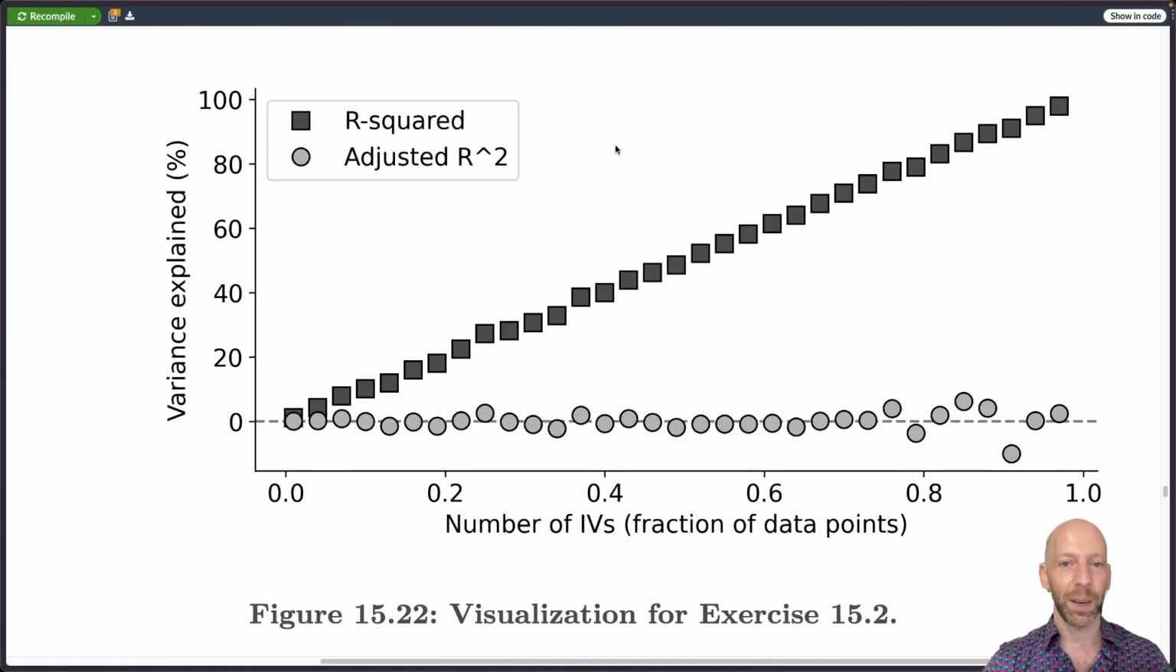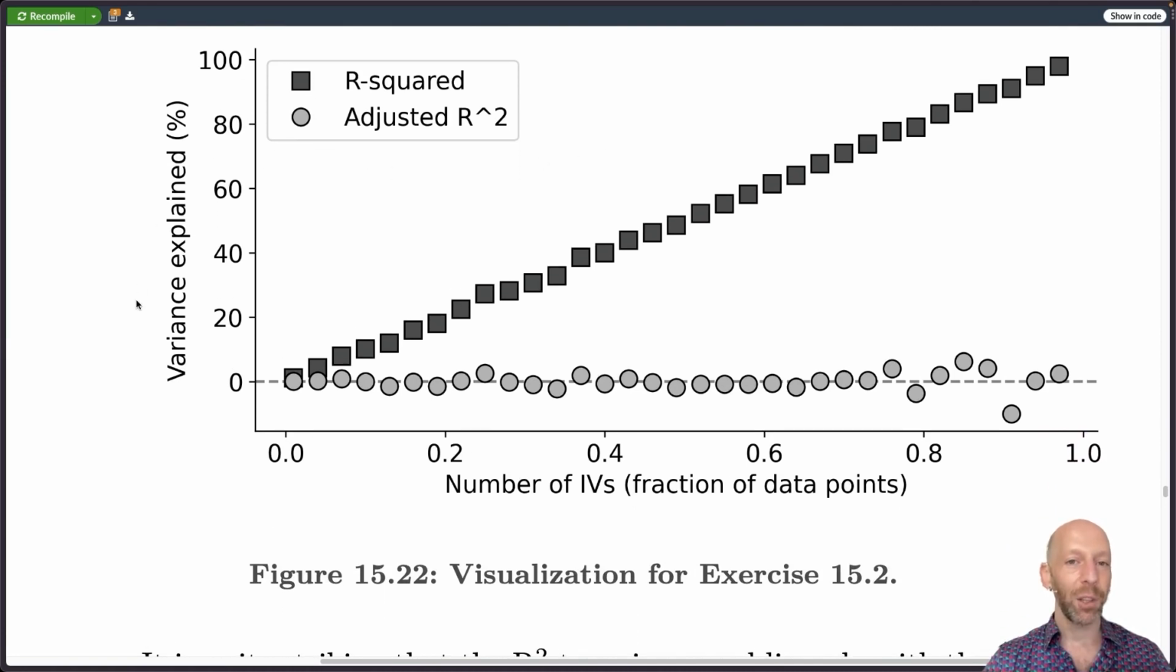So what do we see here? On the y-axis is the R squared terms, so variance explained. And I've just scaled it up so it's in percent instead of proportion. And then you see the R squared in the dark gray boxes and adjusted R squared in the light gray circles. And then here I have 0 indicated with this dashed line.